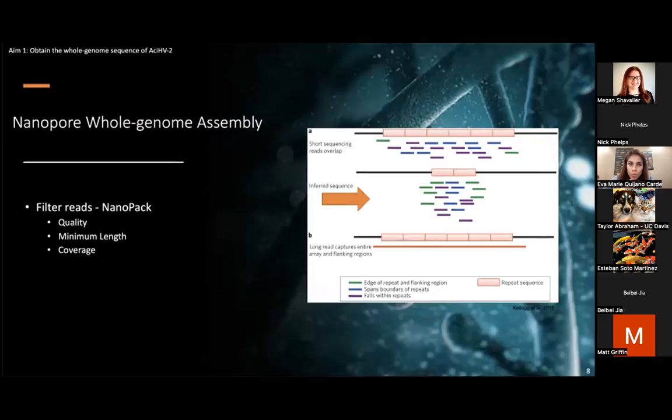This is where the nanopore truly shines. Nanopore sequencing generates long reads capable of spanning the whole region of repeats and giving you the correct number of repeats in that region. The contigs from our nanopore reads were assembled by my esteemed collaborator, Dr. Geoffrey Waldbieser, who is also here today. In summary, he filtered the nanopore reads by quality and a minimum length of 1,000 base pairs to obtain approximately 90x coverage, which is excellent.